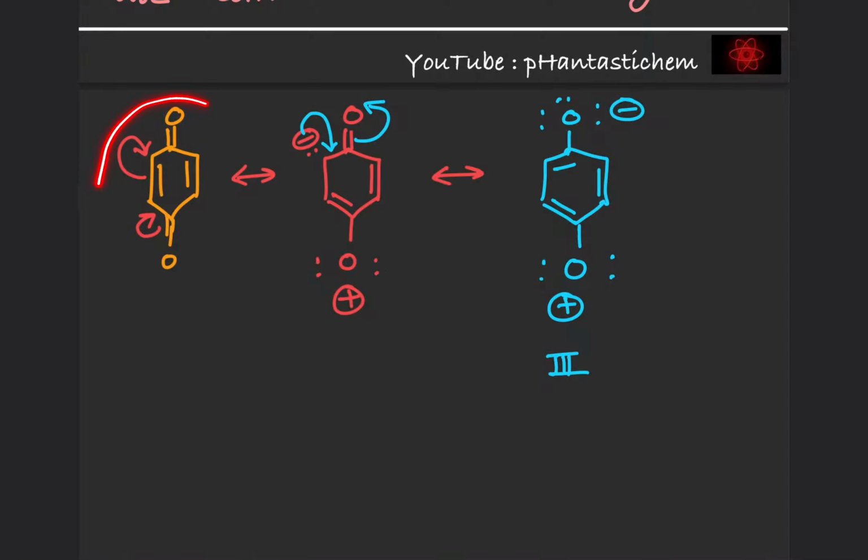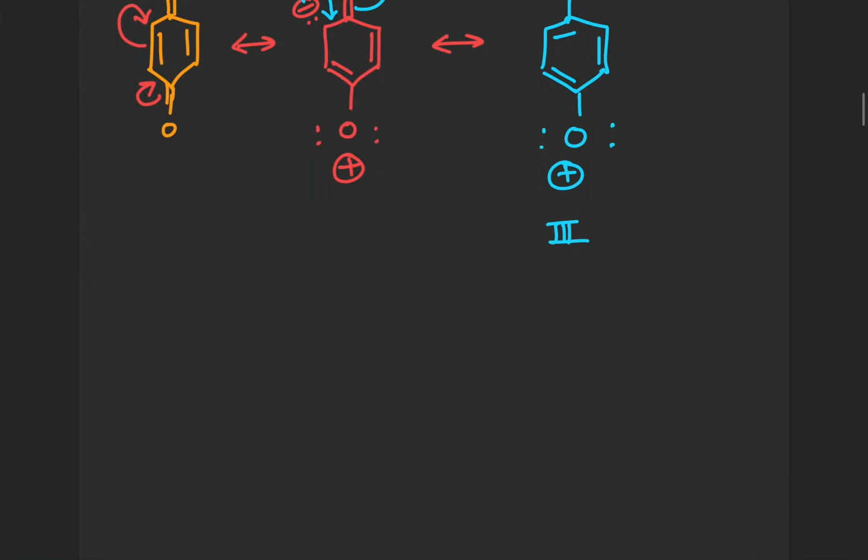So that's why this is our main focus, and this one contains just 4 pi electrons which are not in conjugation. Therefore this is not aromatic. Okay, so para-benzoquinone is not aromatic.